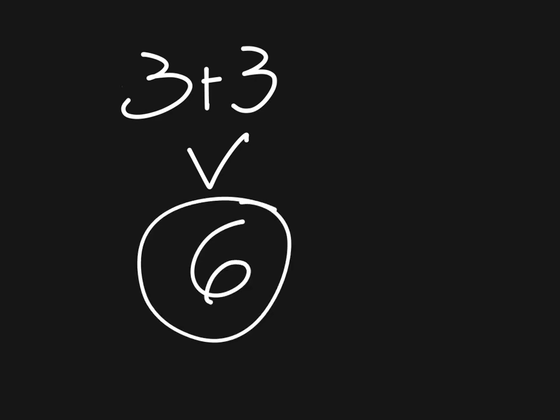Just like those, we can also simplify expressions. Instead of leaving it as 3 plus 3, we could rewrite it as 6. That's simplifying. You've been doing this a lot with order of operations. Today we're going to do it with variables.